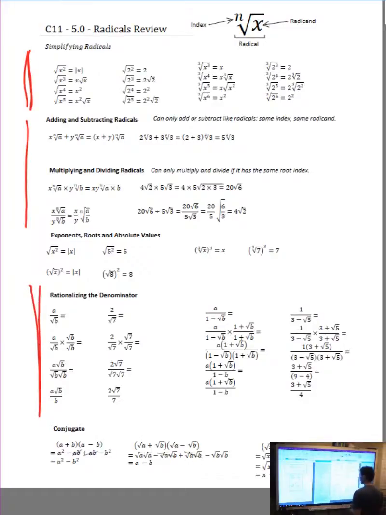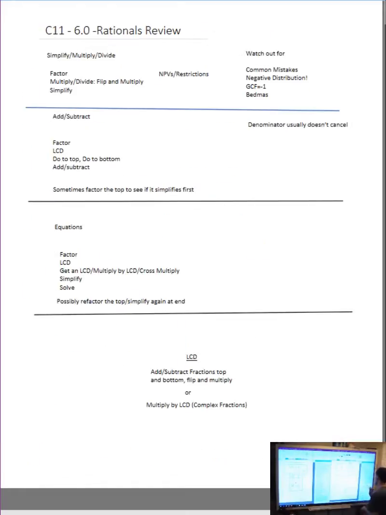Rationalizing the denominator, that's the thing that your teacher may or may not require you to do. Some examples off to the right, and just the definition of the conjugate, why we use it. Just a very interesting concept, so that's one to take more for calculus in the future, but you never know.